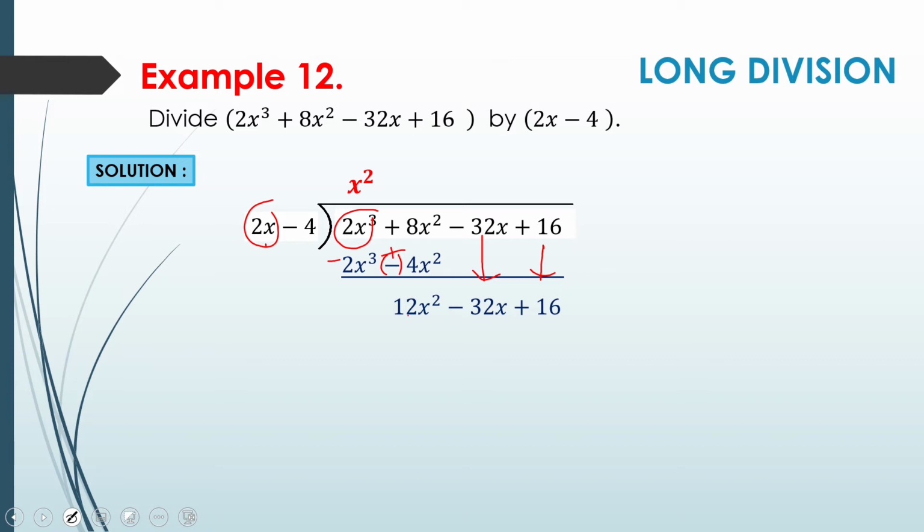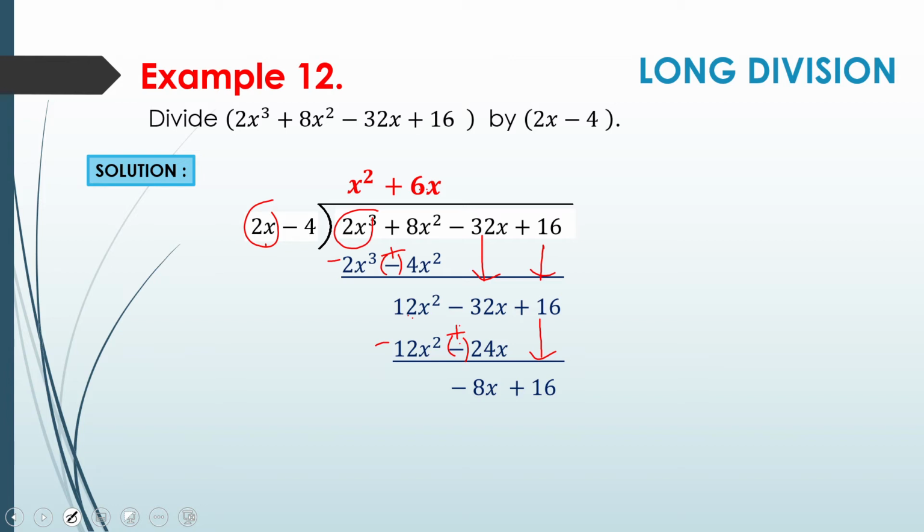12x squared divided by 2x will give you 6x. This one you multiply with your divisor: 6x times 2x, 6x times minus 4. Then repeat the same procedure. Here this will become minus, here this will change to plus. 12 minus 12 is 0, minus 32x plus 24x will be minus 8x. This one carry down, and repeat the same procedure.